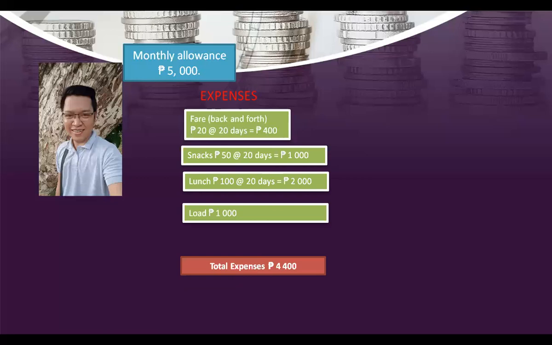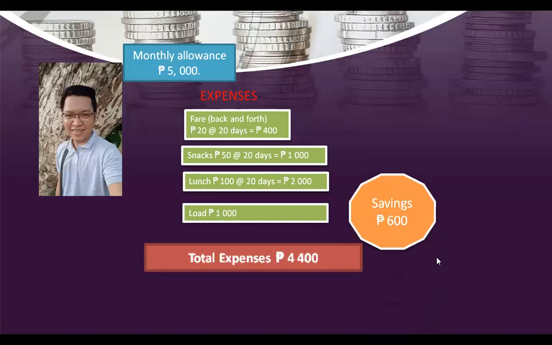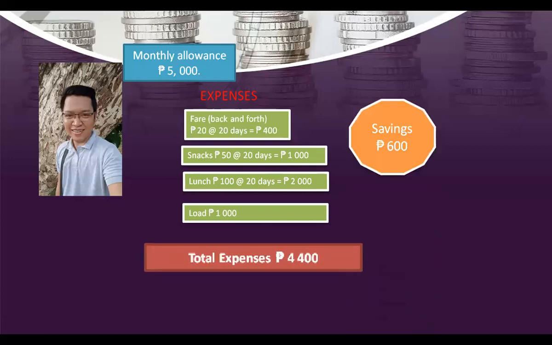So the total monthly expenses is 4,400. Now, 5,000 pesos monthly allowance minus the 4,400 monthly expenses, there is an excess of 600 pesos. And that's for Lanvin's savings.